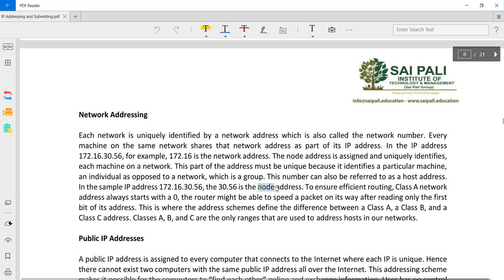To ensure efficient routing, class A network addresses always start with a 0, so a router might be able to speed up a packet on its way after reading only the first bit of its address. This is where the address scheme defines the difference between class A, B and C addresses. Class A, B and C are the only ranges used to address hosts in our network. The rest, D and E, we don't use. D is reserved for multicasting and E is reserved for research and development purposes.